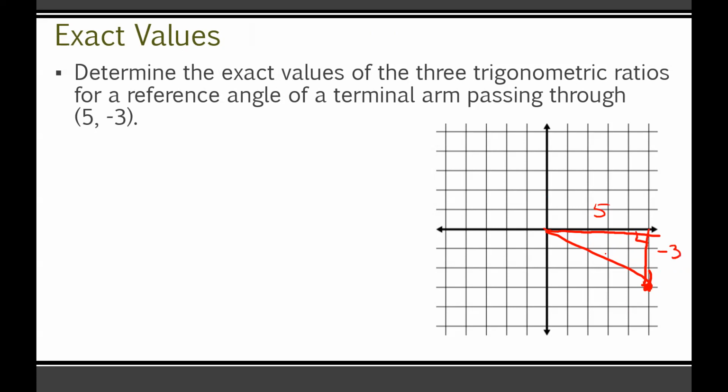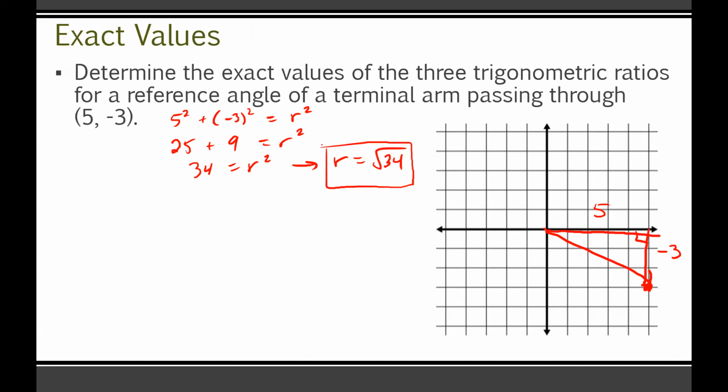Just like before, because we're dealing with the 3 trig ratios, sine and cosine need a hypotenuse. So let's find how long that hypotenuse is. 5 squared plus (-3) squared equals r squared. 5 squared is 25. (-3) squared is +9. This equals r squared. 25 plus 9 is 34. 34 is r squared. 34, just like 32, is not very nice to square root. So why don't we just say r equals square root 34.